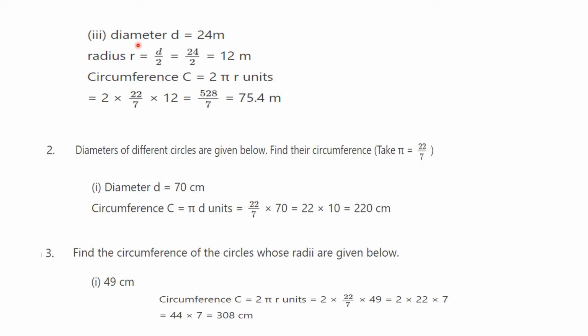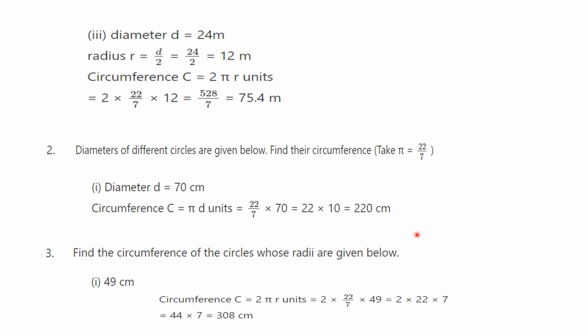Next question. Diameters of different circles are given below. Find their circumference. So diameter 70 centimeter. Circumference formula C equal to pi d units. So 22 by 7 into 70. 7 and 70 cancel with the 7 table, you get 10. So 22 into 10, 220 centimeter.